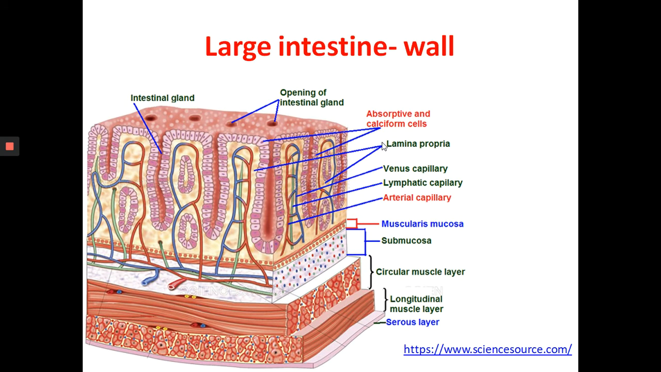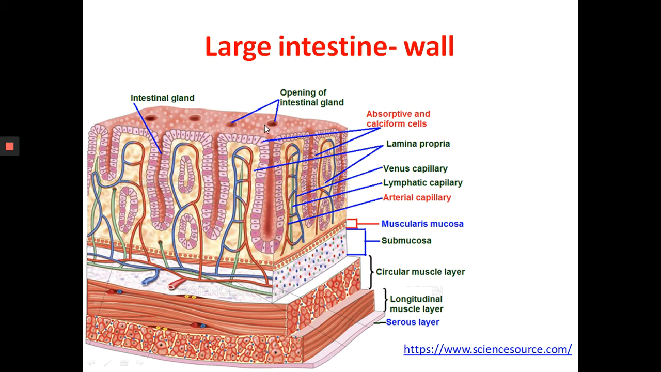The large intestinal wall is quite different from the small intestinal wall. The mucosa is the innermost layer. This layer surrounds the lumen of the large intestine. Unlike the small intestine, the mucosa here is free of villi. There are no villi, and it has a soft surface.